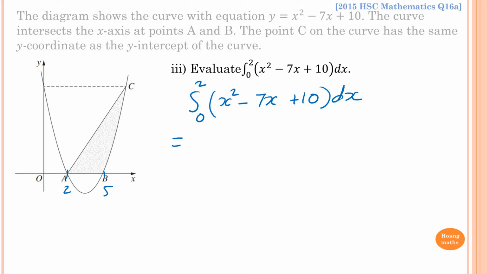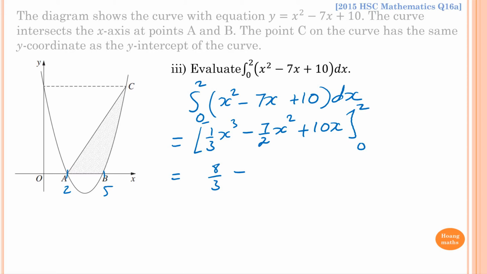So now I just integrate this, so x power 3 divided by 3 is just 1/3. And minus 7x squared, so it's just 7 over 2 x squared, because I divide by 2, of course, when I integrate. 10 becomes 10x. So now I just substitute the value in, 0 and 2. So 2 power 3 is 8, so 1/3 of 8 is just 8 over 3. Minus, put 2 in there, 2 squared is 4, so 7 over 2 times 4, I just write it down.